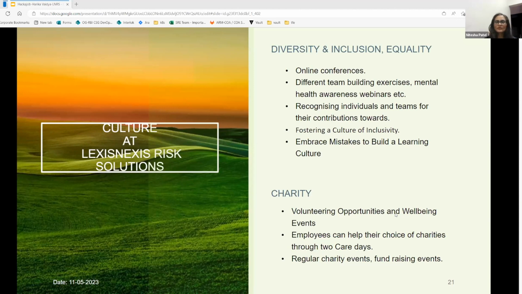Then we also have different programs for recognizing individuals and also whole teams for their contributions. Every month, teams from across LexisNexis are recognized for their contribution during that month. There is also recognition of individuals, for what they have contributed towards the team and the project and how they helped others.